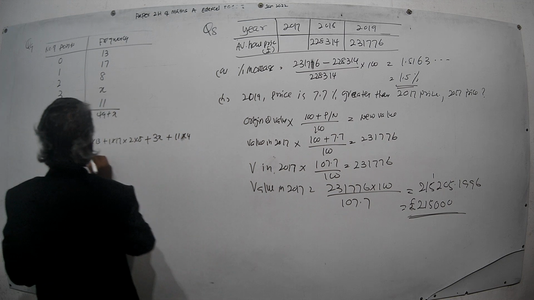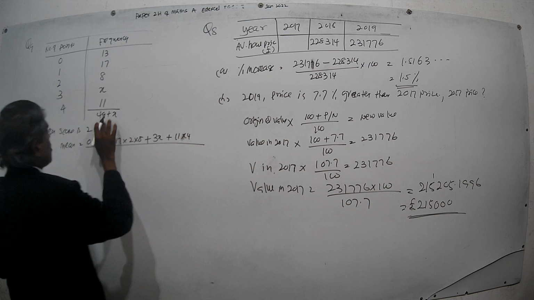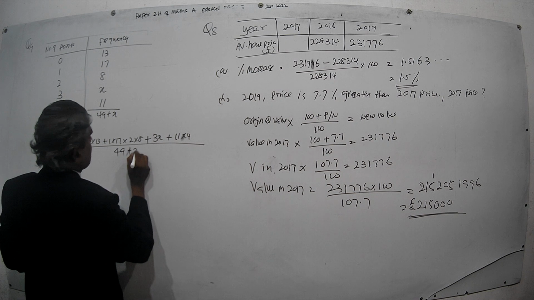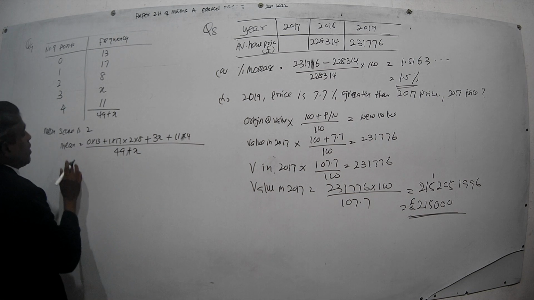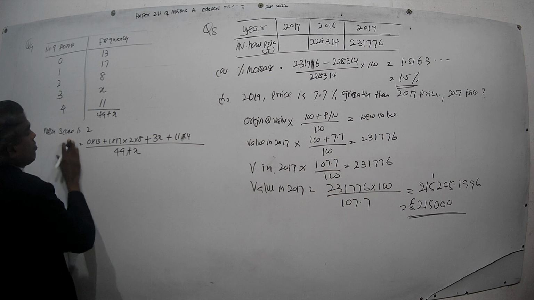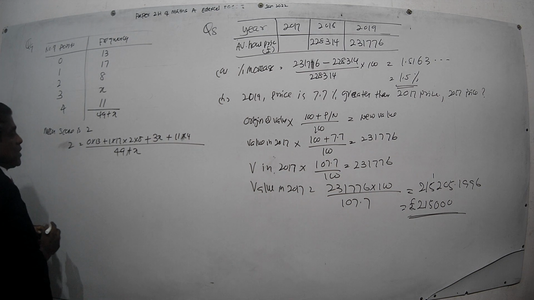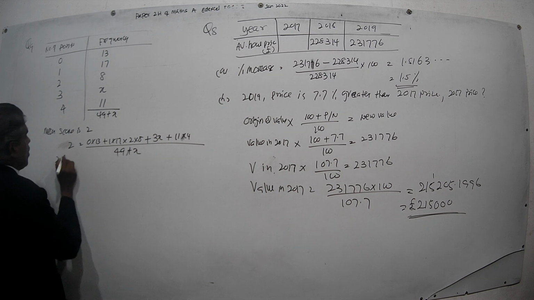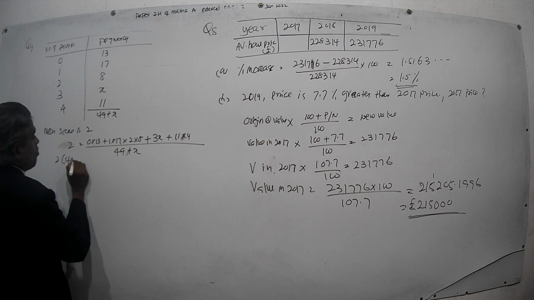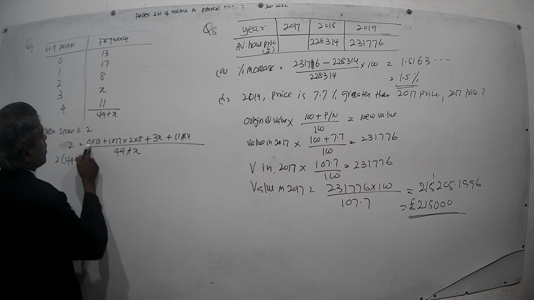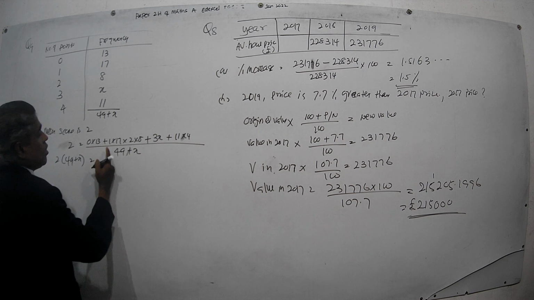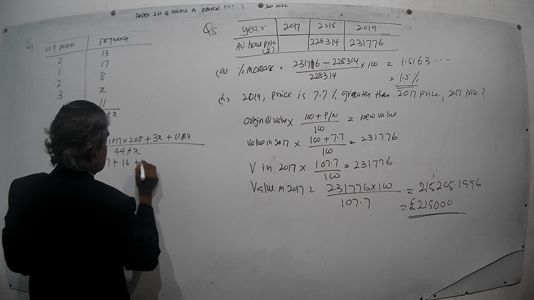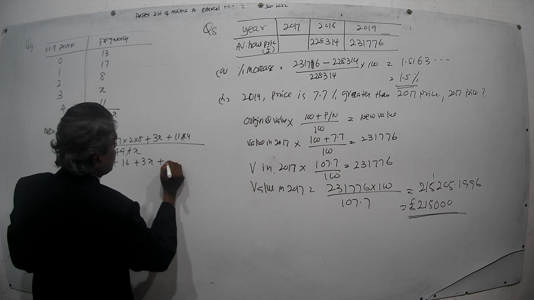11 into 4, divided by total frequency. Total frequency is 49 plus x plus 6. Then this mean has been given, we'll put here 2. Then you take this to this side and multiply. Then 2 multiplied by 49 plus x. Then you multiply: 13 into 0 is 0, 1 into 17 is 17, plus 2 into 8 is 16, plus 3x, plus 11 into 4 is 44.